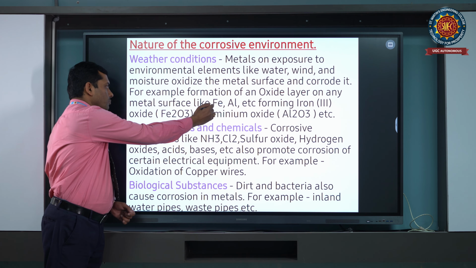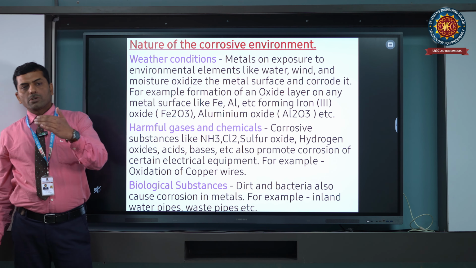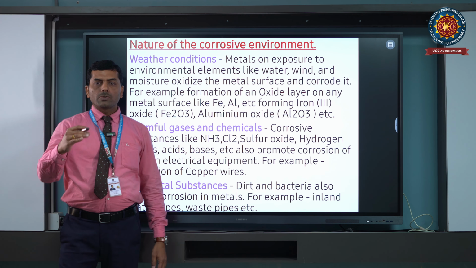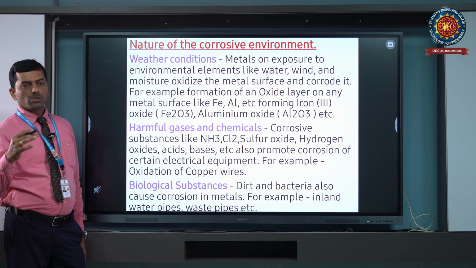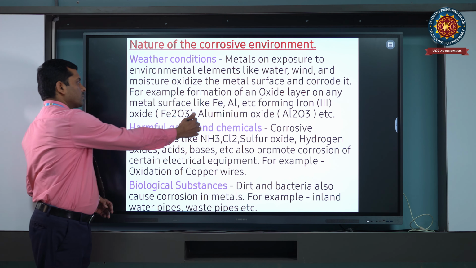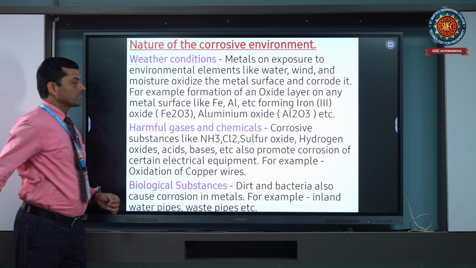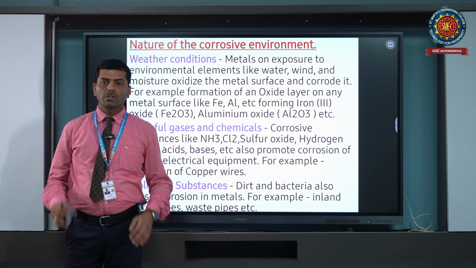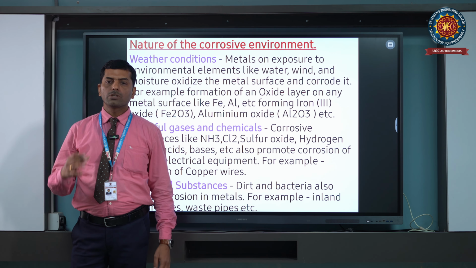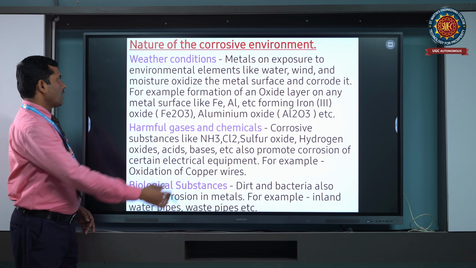You can see examples like iron. Iron is converted to iron oxide. Next, aluminum is converted to aluminum trioxide, and copper is converted to copper carbonates. In that way, weather conditions are a major reason for all these highly active metals being converted to oxides, which are unstable.